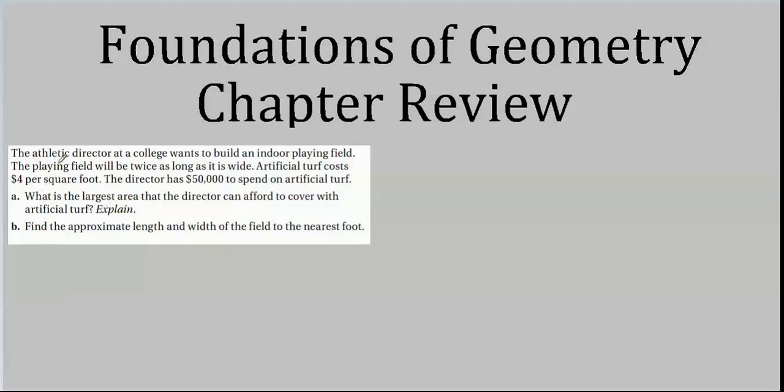So what's this one all about? Well, an athletic director wants to put in a playing field that'll be twice as long as it is wide. And then they give you the cost of the artificial turf. So what does he have to spend on artificial turf? And the answer is 0 if he plants grass. They didn't include that in the question, so I guess we're going to have to assume that he's stuck with artificial turf whether he wants it or not.